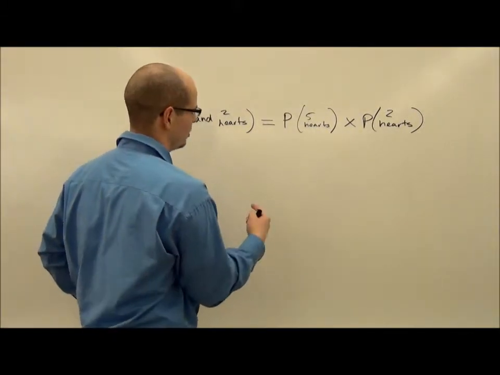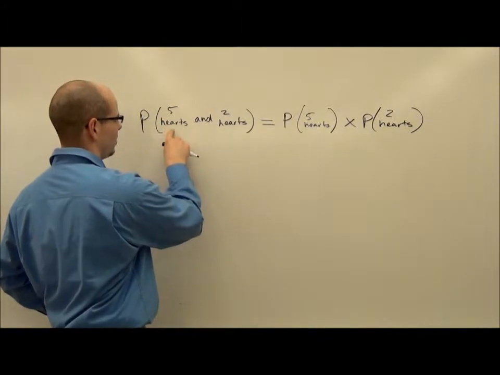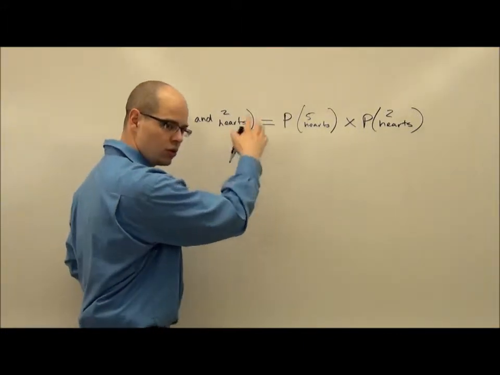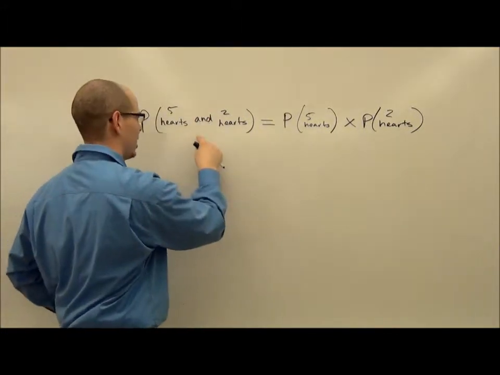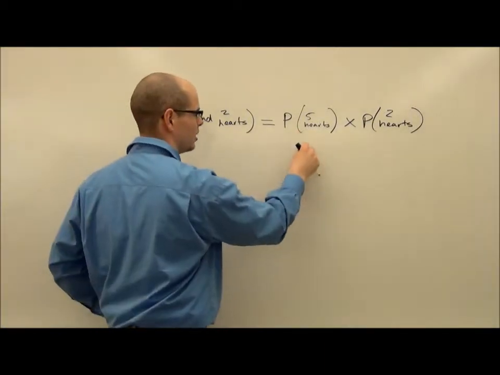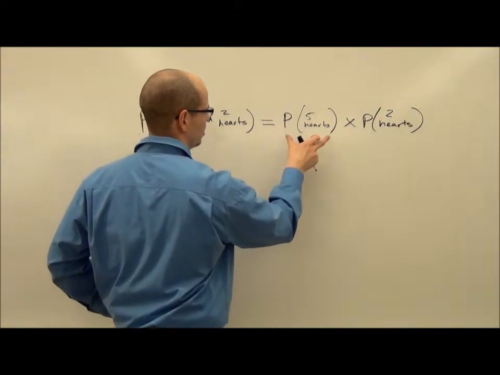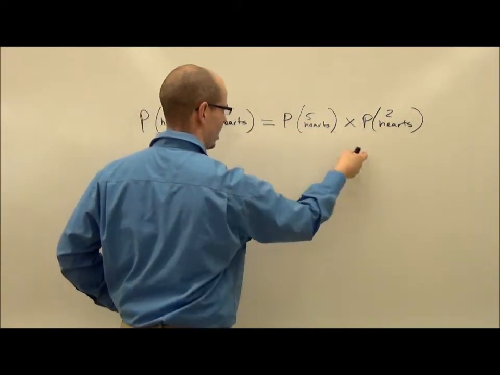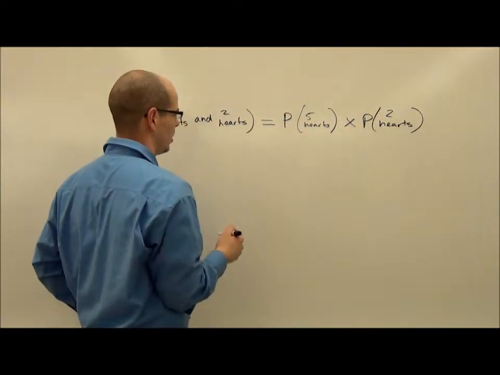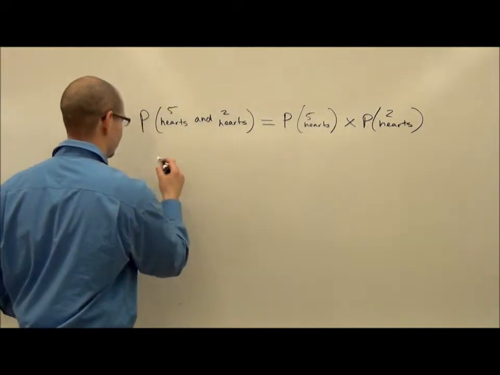Because there is an order, it's actually a 5 of hearts and a 2 of hearts, or a 2 of hearts and a 5 of hearts. So when I write this out on the right-hand side here, I need to include this order and the reverse. So I basically have to do it twice. Okay, and I'll show you what I mean.